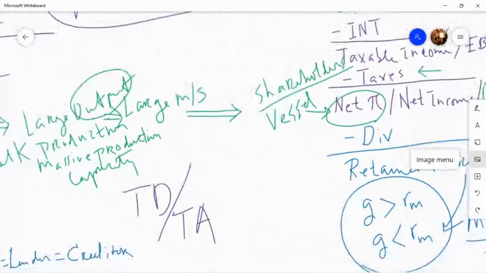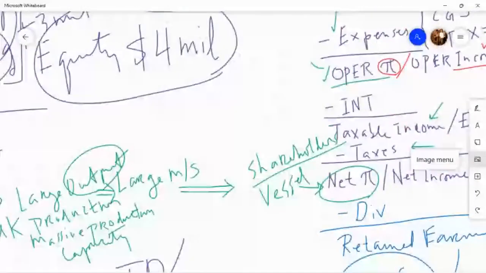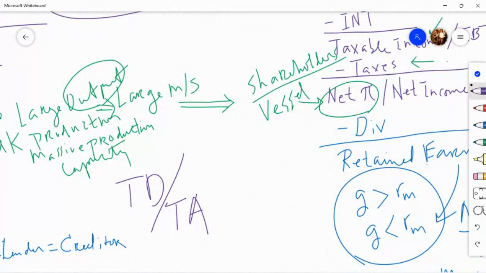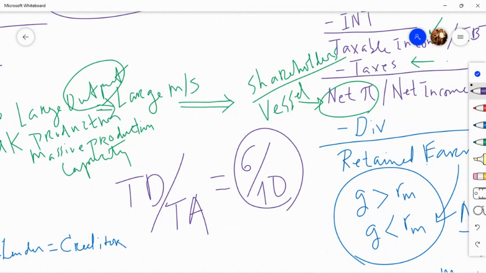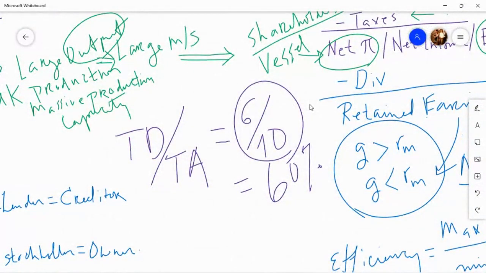In our example, our total equity is 10 million and our total debt is 6 million, right? So it will be 6 over 10. We can easily tell that's 60%. 60% of this company's total assets came from debt. That means 40% is equity, right? So that's capital structure. If 60% is debt, 40% must be equity. 60 to 40, that's capital structure.